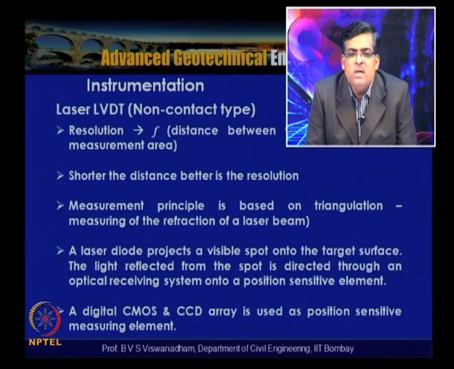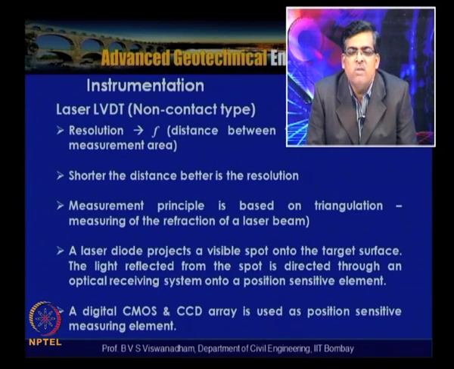So what will happen is that you have this laser transducer, which actually throws a light on the subject or object. The reflection is actually received in the same transducer. So the laser diode projects a visible spot onto the target space, and the light reflected from this spot is directed through an optical receiving system onto a position sensitive element. With that, it measures the distance.